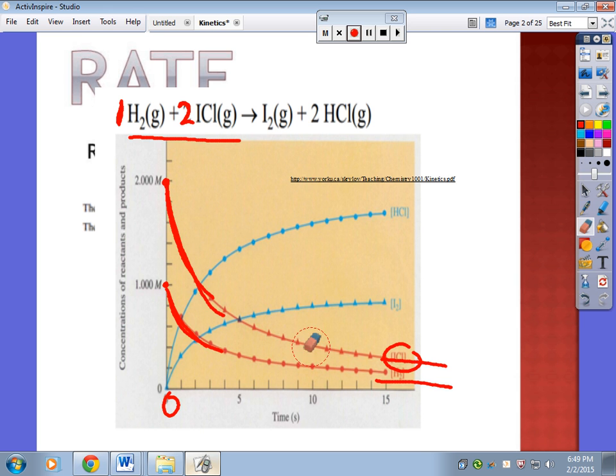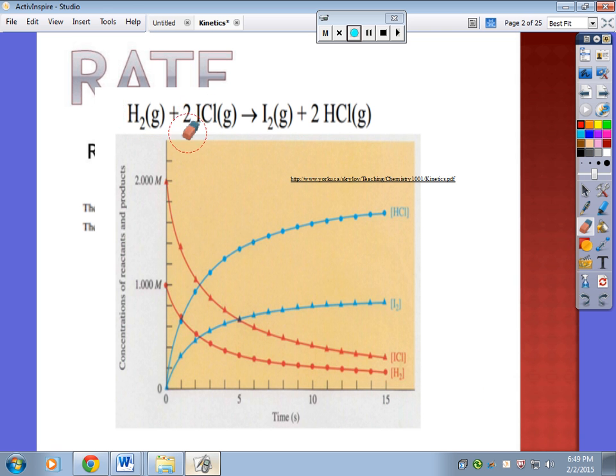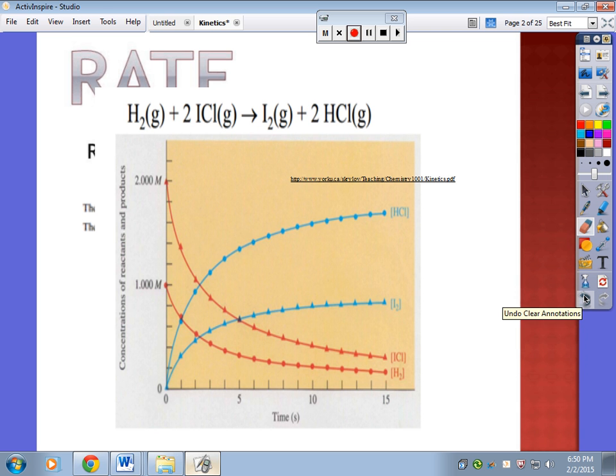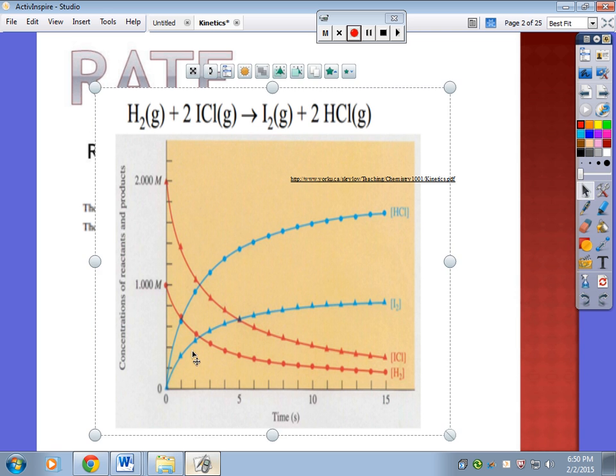Now, on the flip side, what's true? You have products, and on this graph, the products are blue, aren't they? And so if you notice at time 0, I have none of these, and something's appearing twice as fast as this right here. So what is this twice as fast? Oh look, it's hydrochloric acid, and this is iodine. And if you look in the coefficients in your equation, hydrochloric acid is appearing twice as fast as I2. And so you can use these stoichiometric relationships to go ahead and figure out some problems, right?